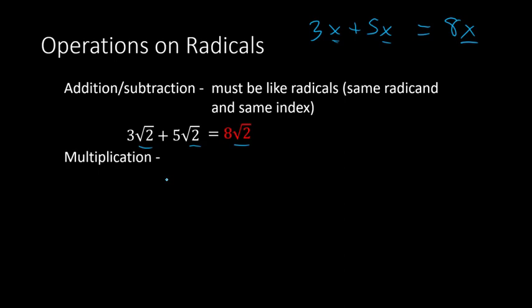Now for multiplication, we also need to have the same index. So here, for example, we have 3 times the square root of 2 times 4 times the square root of 3.